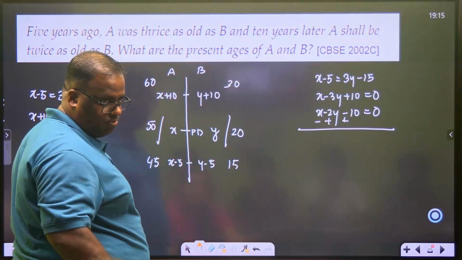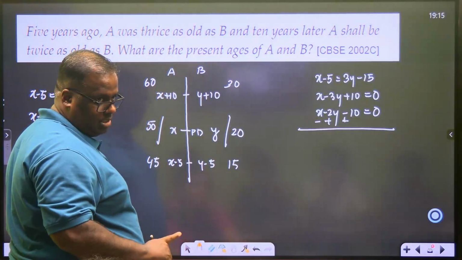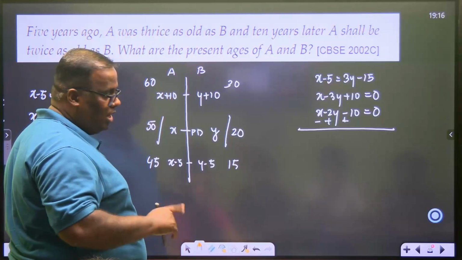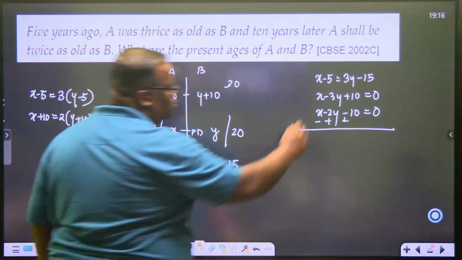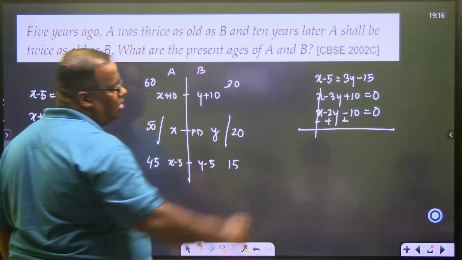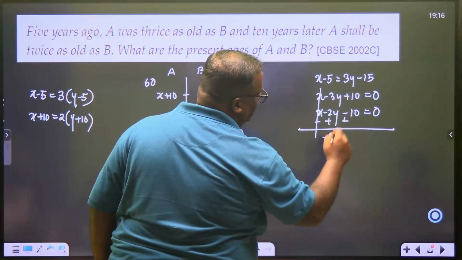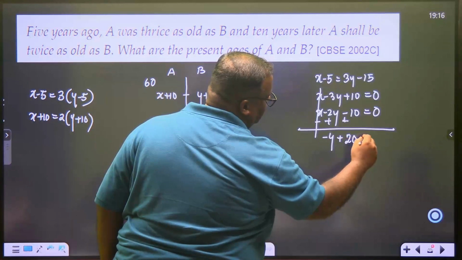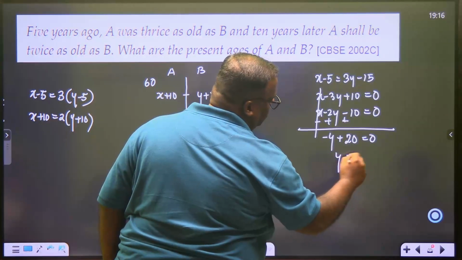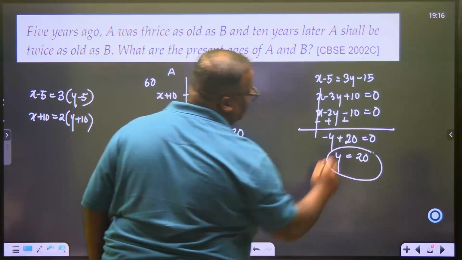Did you understand this process? This step, did you understand? Why I did plus minus? Ultimately, this minus this, the signs will change. So this cuts, cut. This and this will give you minus y. 10 and 10 plus gives you plus 10, plus 20 is equal to 0. That means y equals how much? 20. It came in one minute, see.